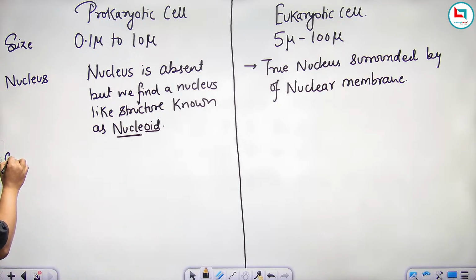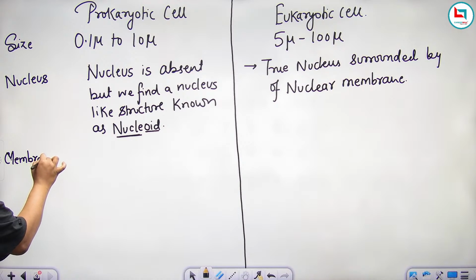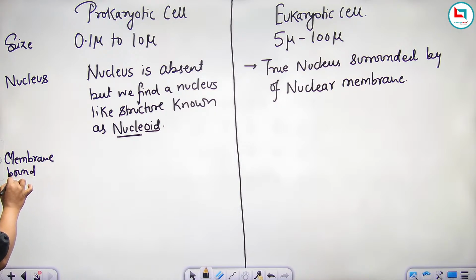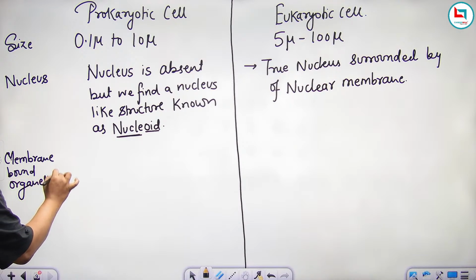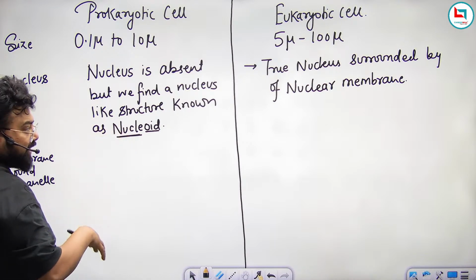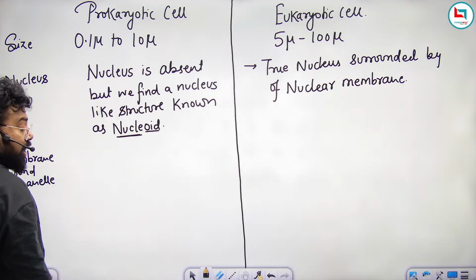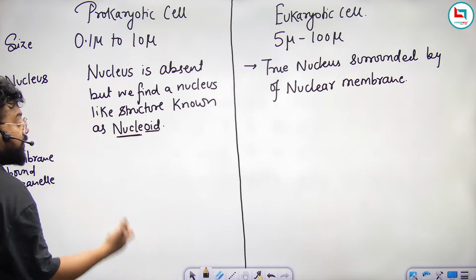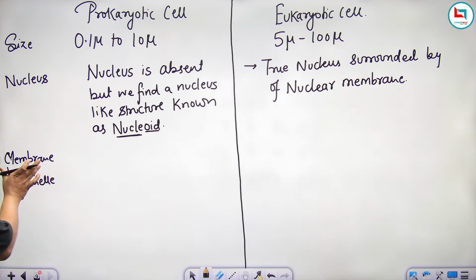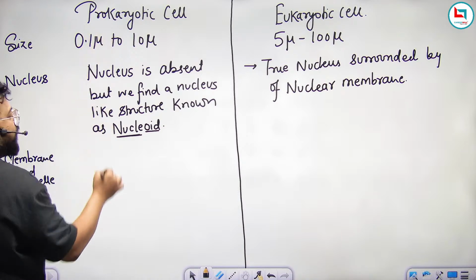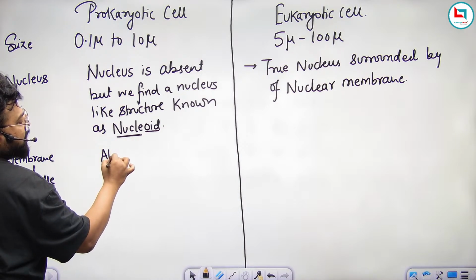Next thing is membrane-bound organelles. We are talking about cell organelles, those structures which we find inside the cell, like mitochondria, endoplasmic reticulum, and Golgi bodies. These are bounded by membrane. So in prokaryotic cells, these structures are absent.